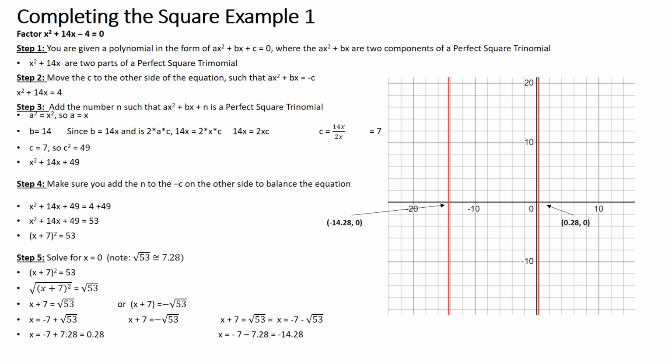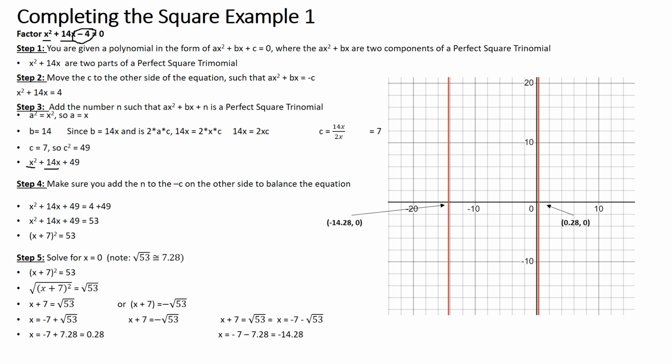Now notice x squared plus 14x minus 4 is not a perfect square trinomial. A perfect square trinomial for this would be x squared plus 14x plus 49. Because here's my x squared right here. Here's my 14x, and in a perfect square trinomial, it's 2 times a times b. Here my a is x. My b would be 7, which means my 2ab is 14x. But I have a 4 here. It'd be 49.